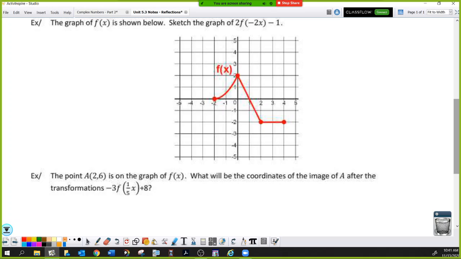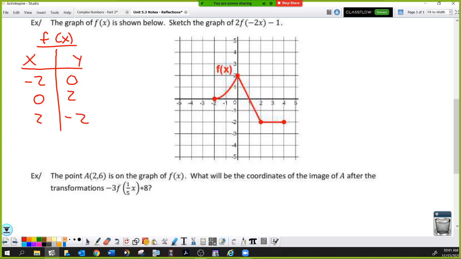Well, anyway, what I'm going to do is make a point tree for this red curve, image curve, whatever. And then I'm going to affect its 1, 2, 3, 4 points according to those 4 transformations. I really have no clue what they're going to be. So here's my point tree for f of x. Always read your curves from left to right. So negative 2, 0, 0, 2, and then 2, negative 2, and 4, negative 2.